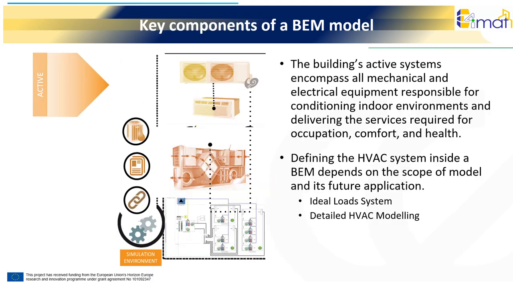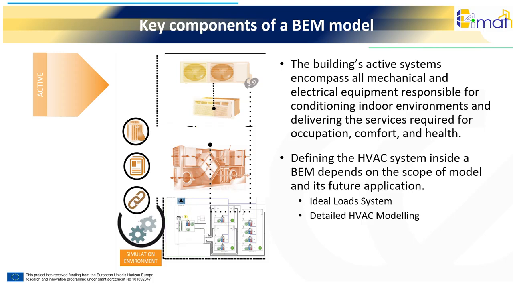The building's active systems encompass all mechanical and electrical equipment responsible for conditioning indoor environments and delivering the services required for occupation, comfort, and health. At the core of these systems is the HVAC infrastructure, which manages heating, cooling, ventilation, and air distribution. These systems interact continuously with the building's passive envelope and, based on boundary conditions, respond to changes in weather, occupancy patterns, and internal loads. Defining the HVAC system inside a BEM depends on the scope of the model and its future application.